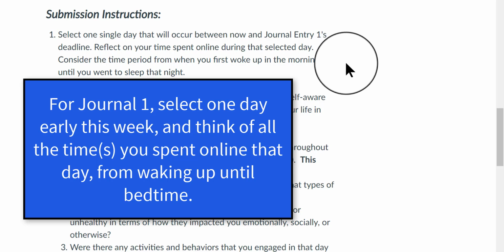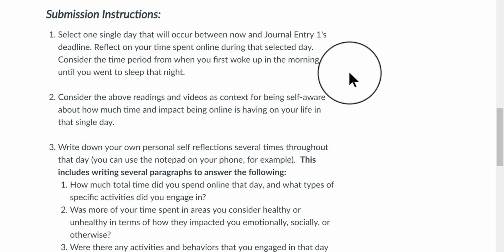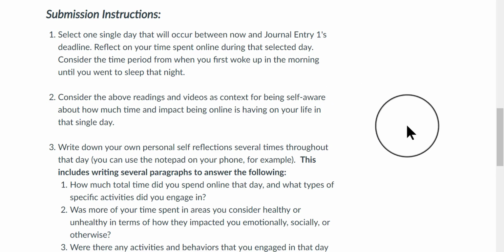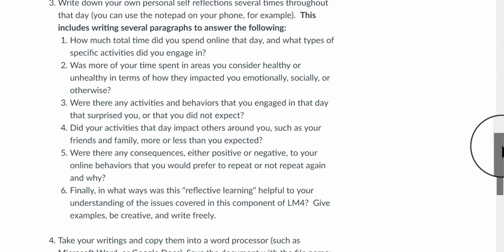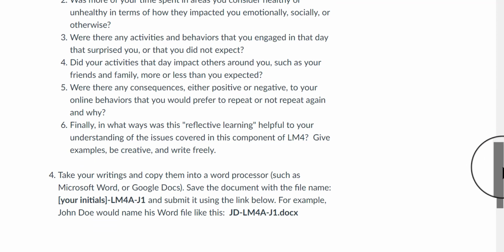During that day, reflect on how much time you spent online and what you did from the moment you woke up until you went to sleep that night. Consider what you read and the videos you watched as context for being self-aware in how much time you spent online that one day and what you think your impact was to yourself and to others. If you get into number 3 down here, you'll see what you need to write about in this first journal entry paper. Please be sure to respond and write to all of these elements, all of these questions. Read them and answer them in your paper.